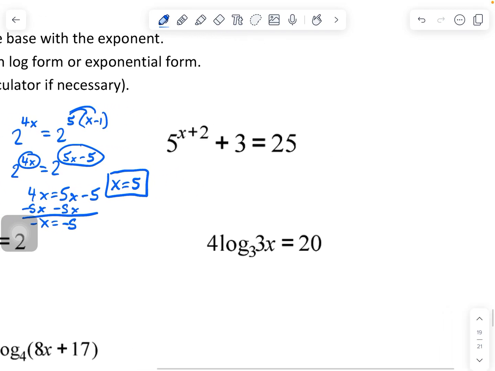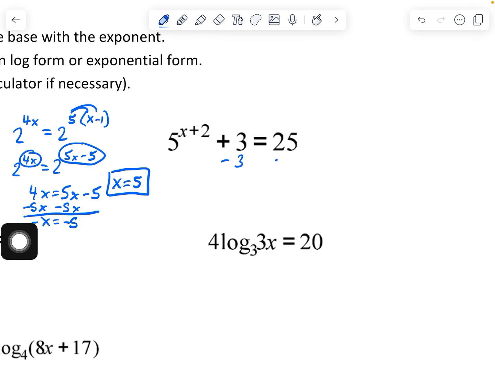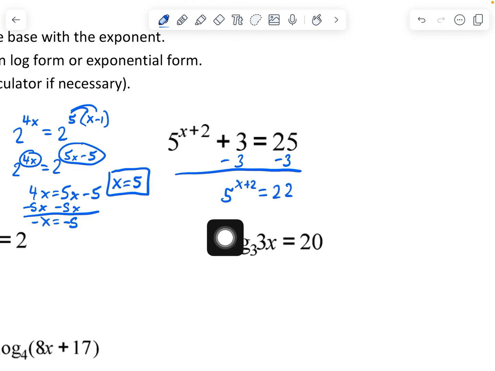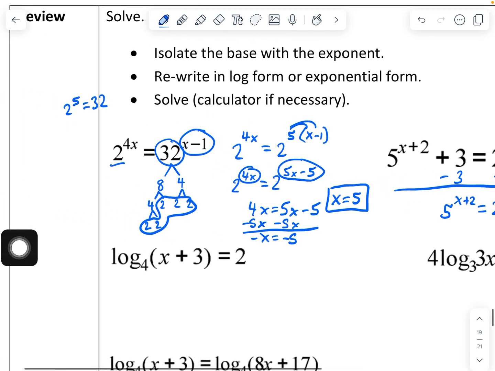Okay, this one here, we do want to try to isolate the part that has the exponent, which is this 5 to the power of x plus 2. So I'm going to subtract 3 from both sides. We get 5 to the x plus 2 equals 22. And at this point, we're kind of stuck because there's not a nice way to go from 5 to 22. We can't rewrite 22 with a base of 5 like we were able to on this one.